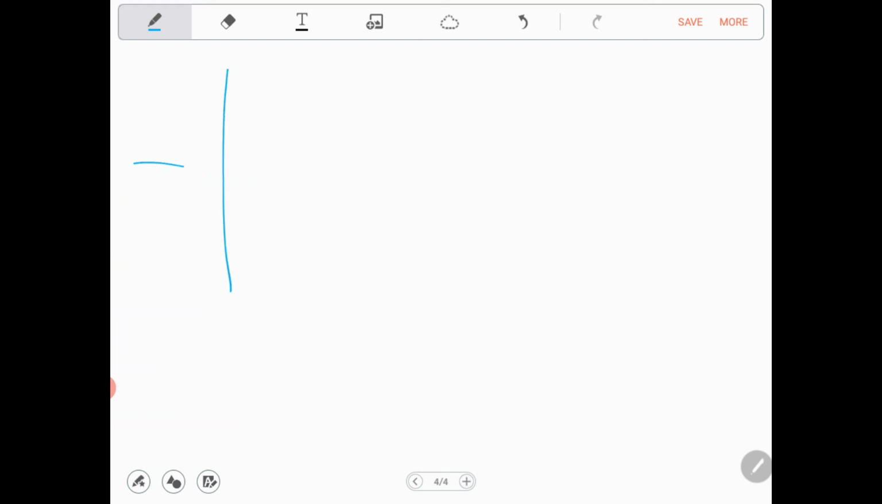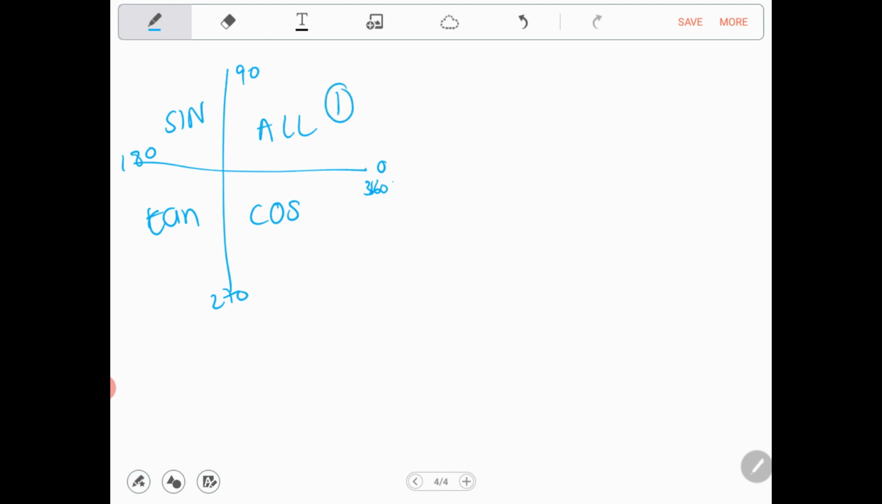Okay, quickly again. All, sine, tan, cos. Okay, so there's our very quick CAST diagram. Okay, so this is quadrant 1, 2, 3, and 4. Okay, so let's try another one.